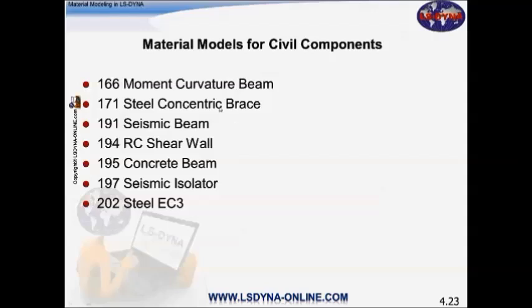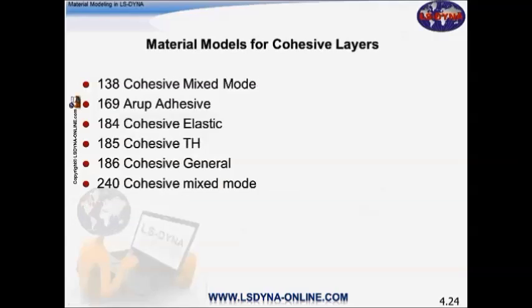Civil components, these are specifically for civil structural application. So there is 166 moment curvature beam, there is steel concentric braces, there is seismic beam, there is reinforced concrete shear walls, there is concrete beams. So when you say seismic beam, concrete beam, these are actually beam elements, okay, in which you can do one-dimensional, let's say, reinforced concrete shear, seismic beam and so forth. So these are the material models for civil components.